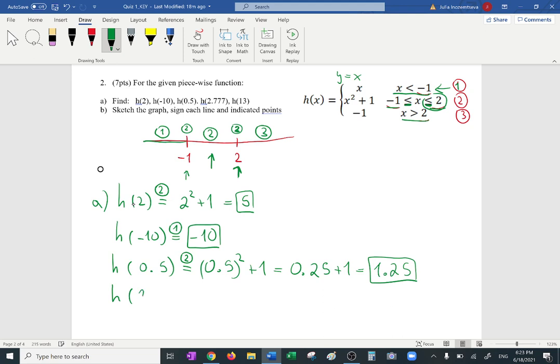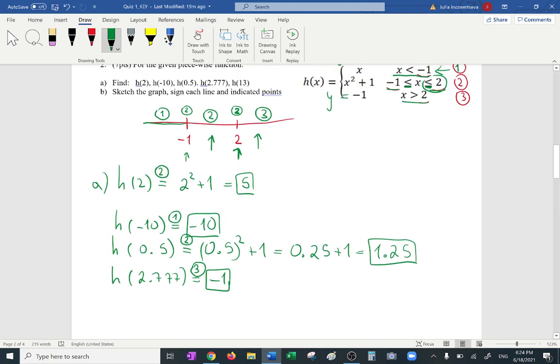h of 2.777. That is the one that finally hits equation number 3 because it's on the right from 2. So what is the answer for that? What is equation number 3? That is y equals -1, which means no matter what we plug in, the answer is still -1. That's a constant there. That's why it's a funny question. There is no calculation needed.